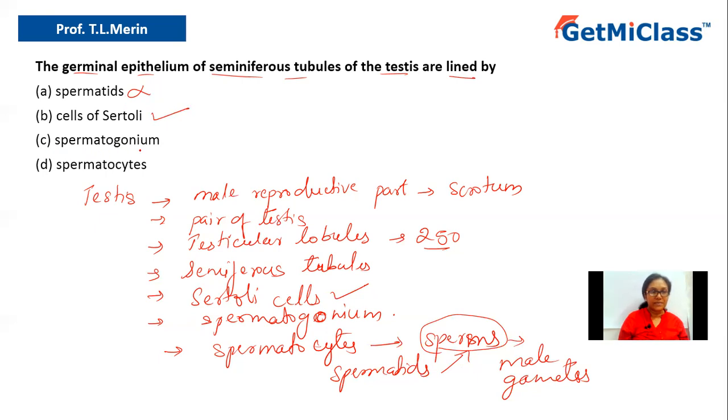Then option C says spermatogonium. No, because if you go from the outermost with respect to the seminiferous tubule, the outermost is the cells of Sertoli. Then you have the spermatogonium. And there are certain interstitial spaces where you can find Leydig cells also, that we'll talk about later. Now, spermatocytes are formed from the spermatogonial cells, and spermatids are formed by the spermatocytes. Hence option D is ruled out. They don't form the structural lining part of the testis. These are formed within.